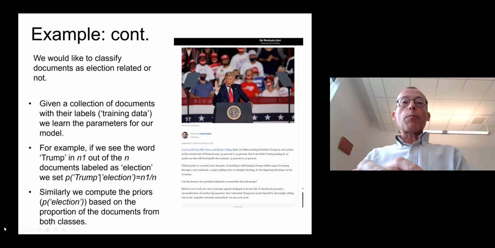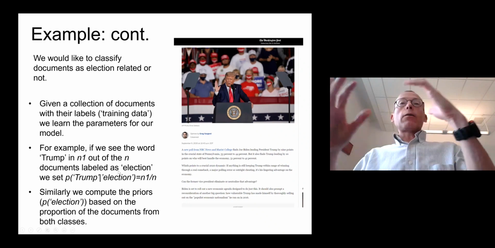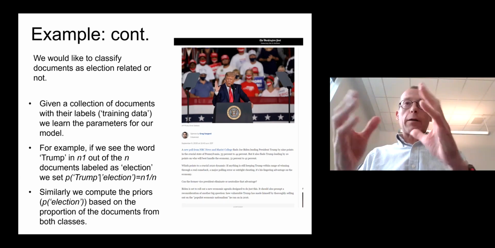For example, we can compute the probability of Trump conditioned on election: in how many of the election documents did we see the word Trump. We can compute that as n1 over n. And we can do it for other words like Biden, Russia, poll, whatever you want.